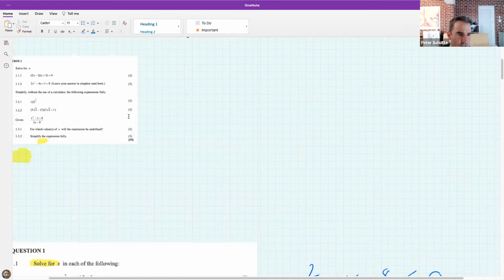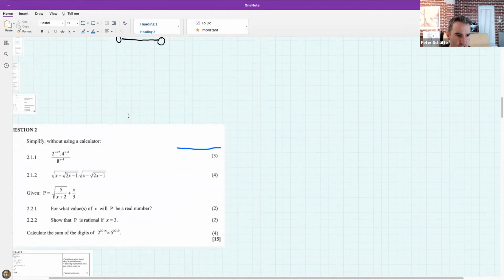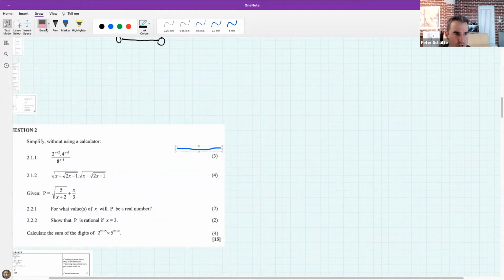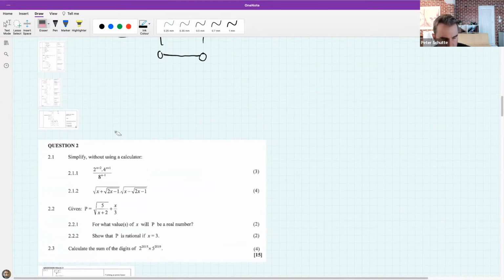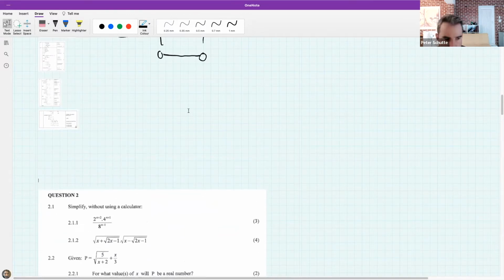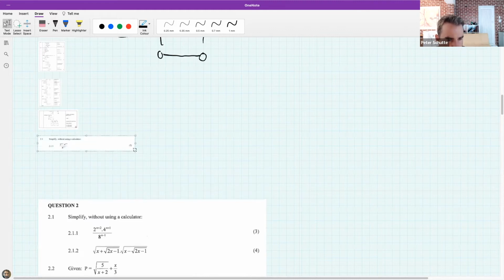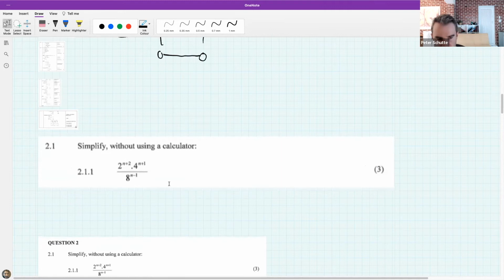What other questions? Okay. I wanted to look at an exponential type of question. This is sort of a standard type of question. So let me change it for a moment and actually just isolate the one question I want to focus on, and that is this question here. It says simplify without using a calculator. Okay, can everybody see that question?